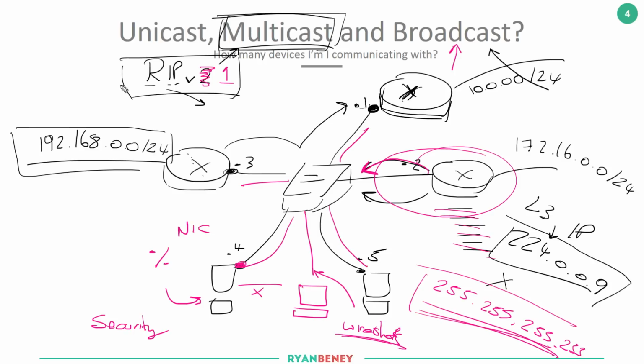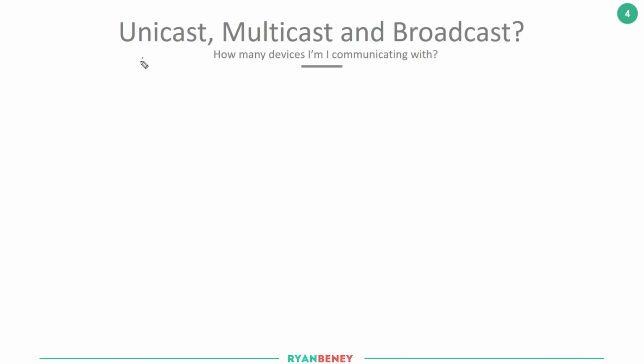So the differences between unicast, multicast and broadcast. Unicast is a 1-to-1 communication. Multicast is a 1-to-many communication, and a broadcast is everyone.